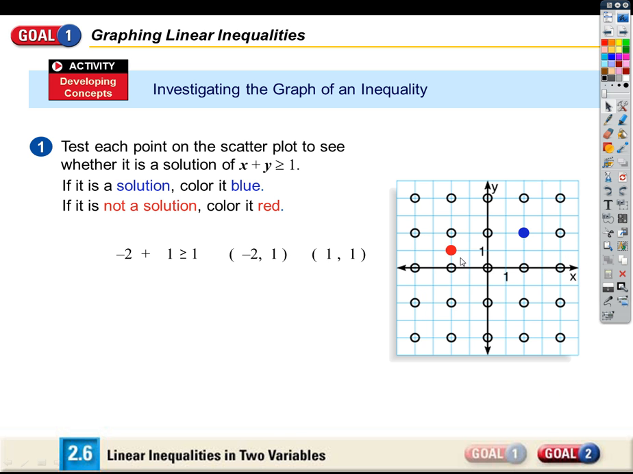If we plug 1, 1 in, it was a solution. 2, 2 was a solution. 2, 1 is a solution. If I just plug these in, right? -1, -1 doesn't work. I end up with -2 is greater than or equal to 1, false. So that's red. If I keep plugging in points, I'm starting to see a pattern, aren't I?